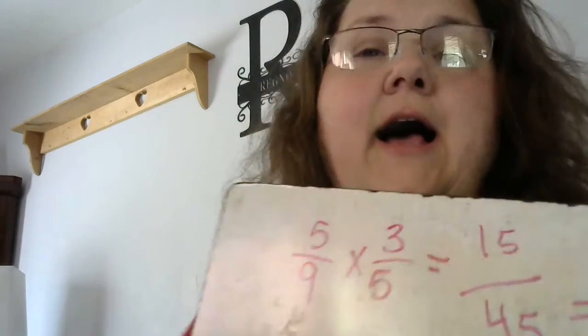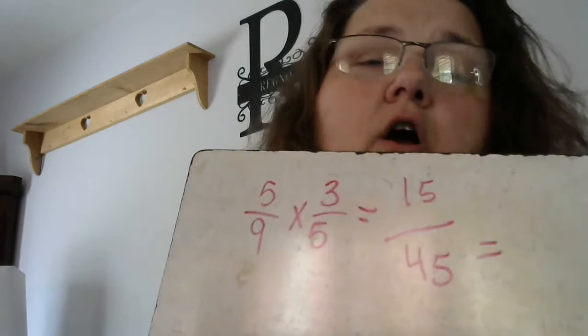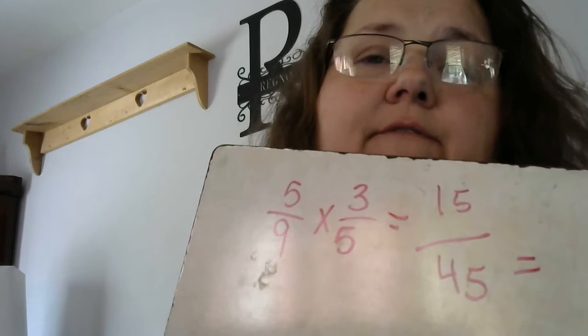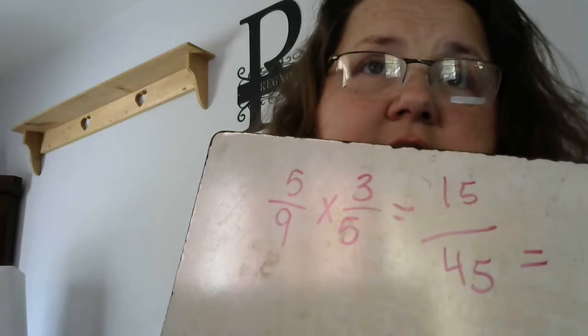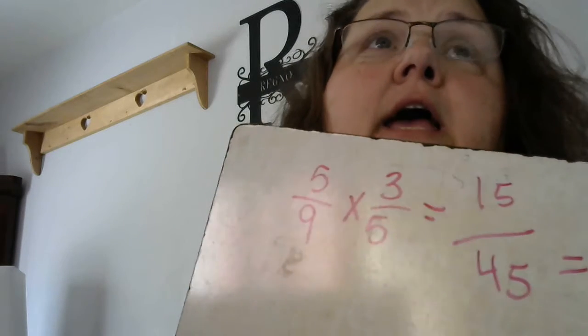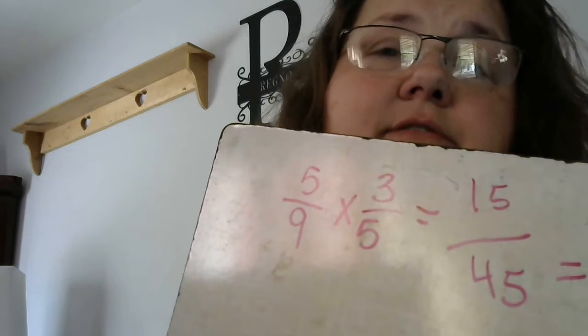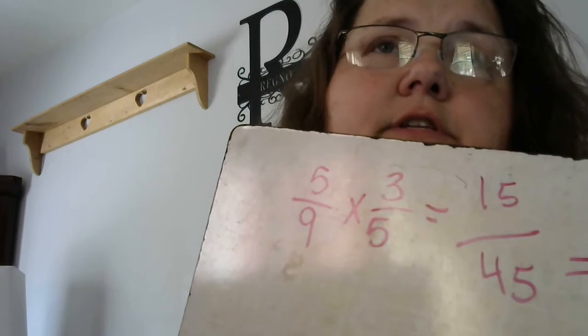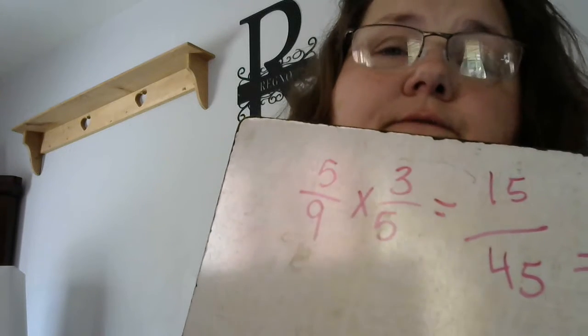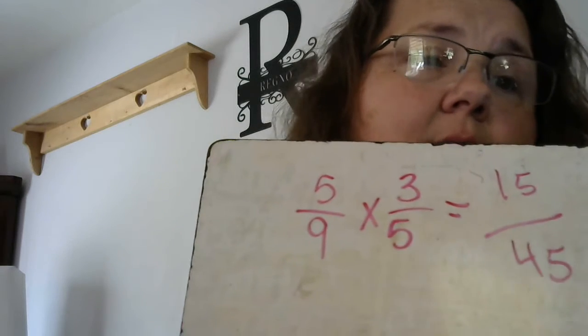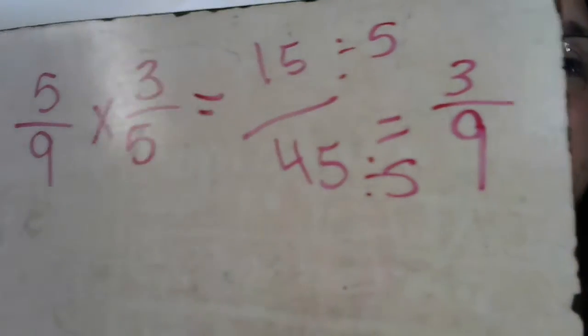Now, I know that 15 and 45 are both multiples of 5. I can skip count by 5 to get to 15: 5, 10, 15. I can skip count by 5s to get to 45: 5, 10, 15, 20, 25, 30, 35, 40, 45. So I'm going to divide both 15 and 45 each by 5. Okay, so I know that 15 divided by 5 is 3. 45 divided by 5 is 9. And that gives me 3/9.